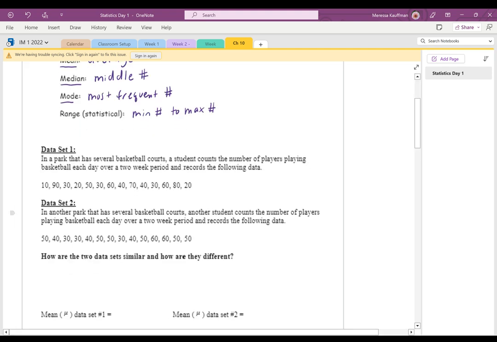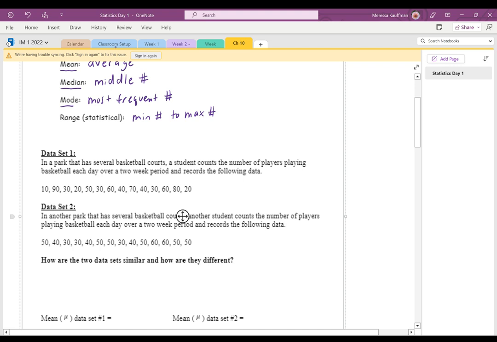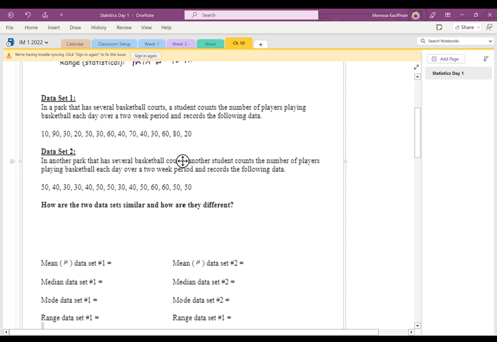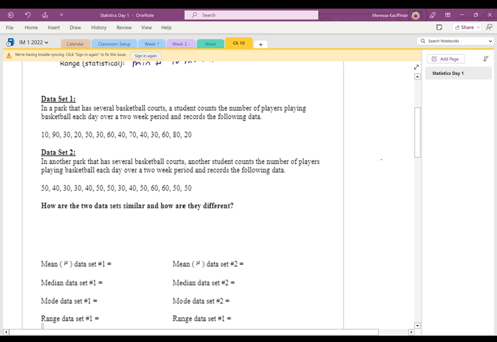So here's one set of data. It talks about a park that has several basketball courts. A student counts the number of players playing basketball each day over a 2-week period and then records the following data. So every number you see here is the number of players playing that day. So this day was 10, this day was 90, this day was 30.